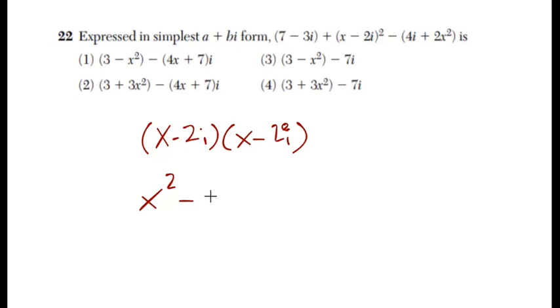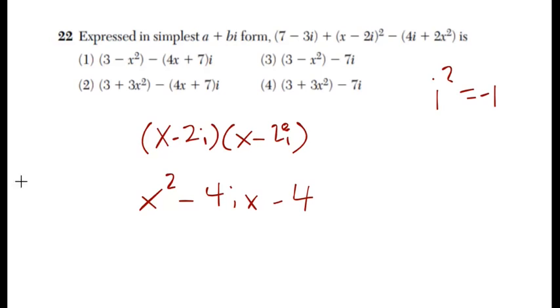So that's minus 4ix, and then plus, here's the important part, plus 4i squared. Remember, i squared is equal to -1. So if I simplify this, that's just minus 4. Okay, and then everything else kind of just falls into place.